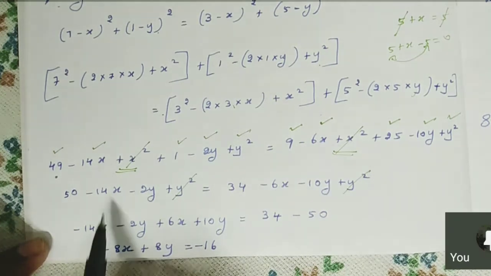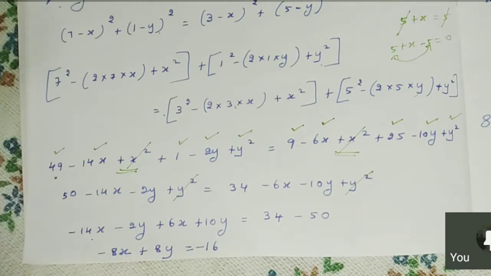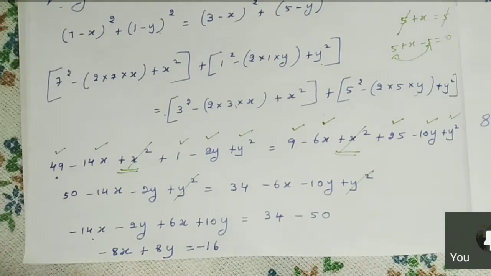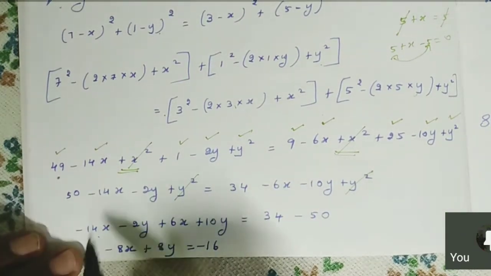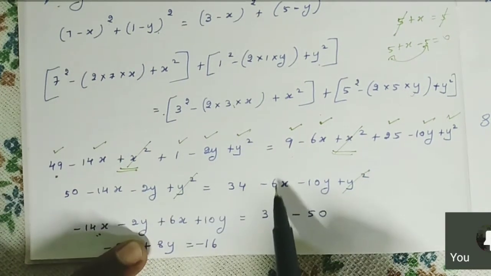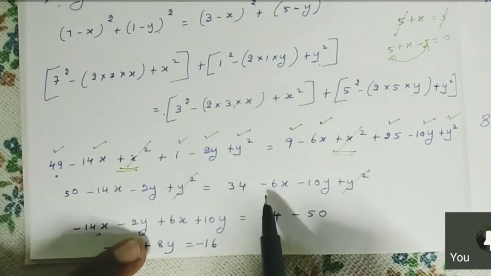Okay. Now next step, you should keep all the variables on any one side, and all the constants on the other side. So variables should be on the left hand side. So 14x minus 2y. Now we can bring the 6x to the left hand side. What is it? Minus 6x.